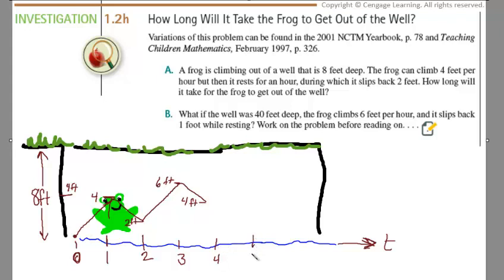And over the next hour, at the 5th hour, then he goes up 4 more. And if he goes up 4 more, and he was at 4, he's now at 8 feet. So it takes him 5 hours to get out of this well. Okay, so I have the general idea. So let me get rid of that black line.